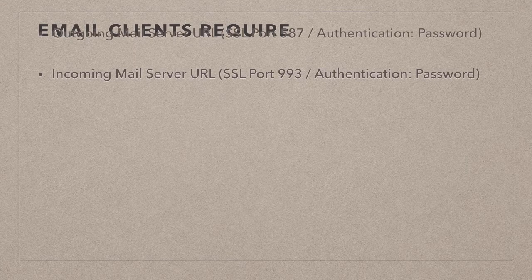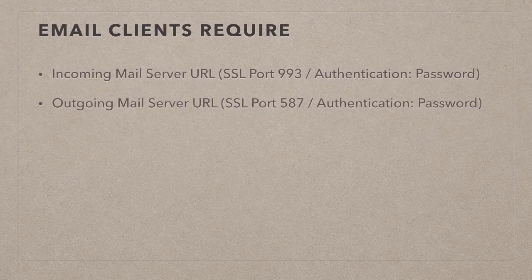The outgoing mail server needs pretty much the same details. It needs a URL, which is also yourdomain.com or mail.yourdomain.com. And again, it needs a different SSL port to communicate if you want to send emails securely. Again, we're using the authentication type of password, and the SSL port that we need in this case for the outgoing mail server, that's port 587.